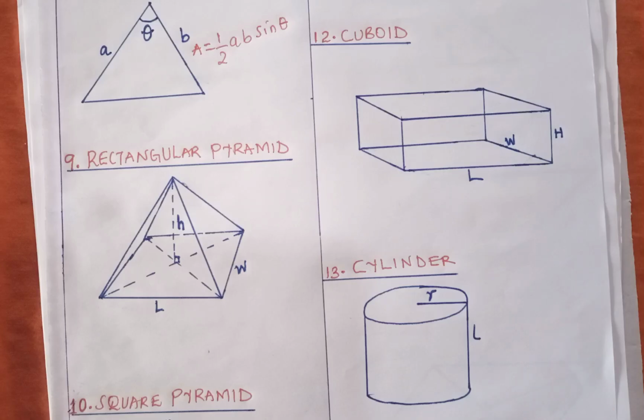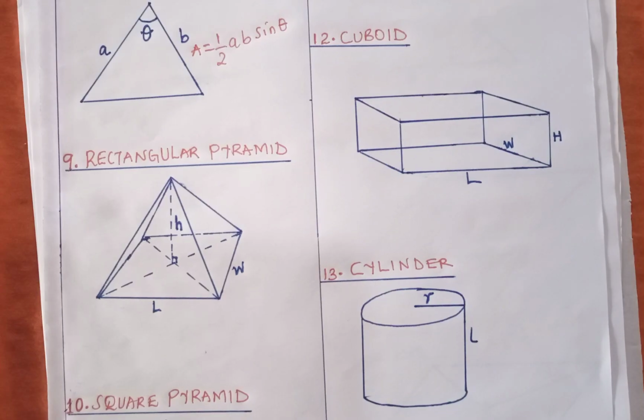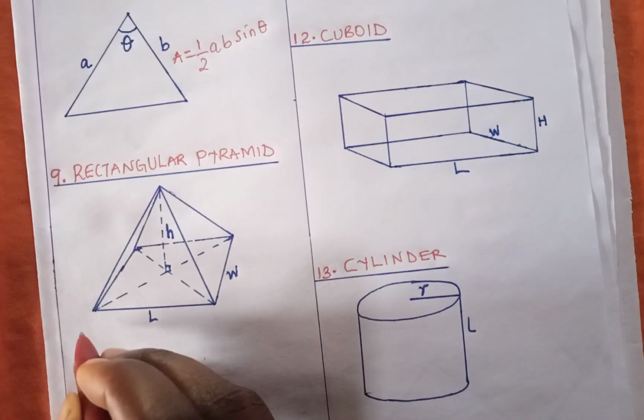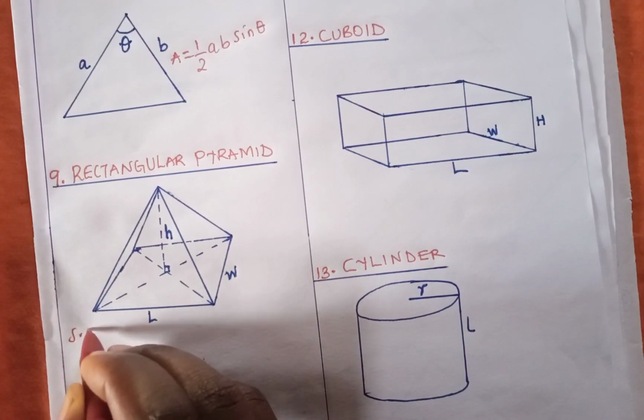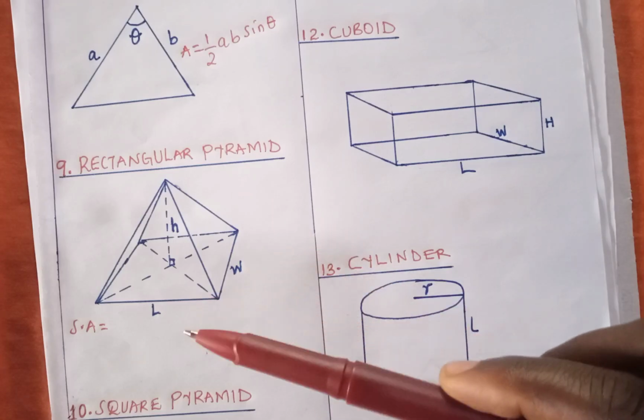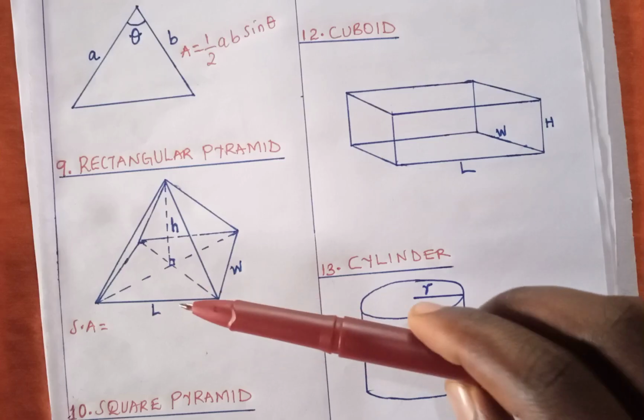If this is the case, and you have been asked to work out the surface area of this figure, then you will have to say that the surface area of this figure is going to be, first of all, you get the area. You will count the number of triangles that you have. For example, in this figure, we have 4 triangles.